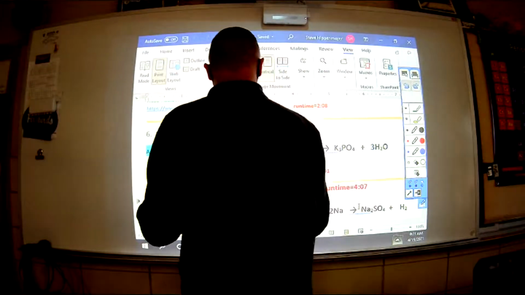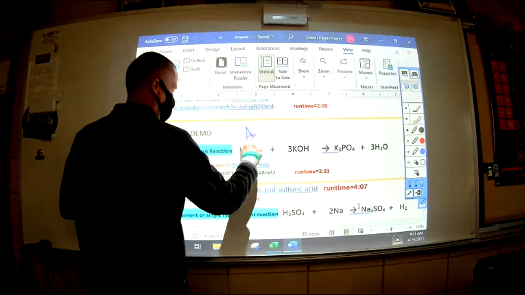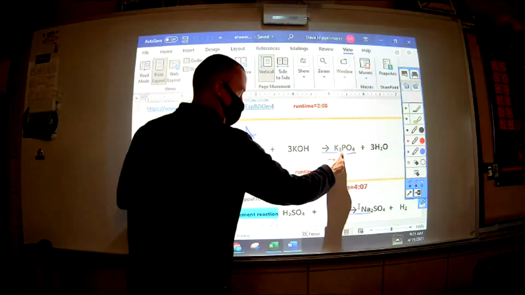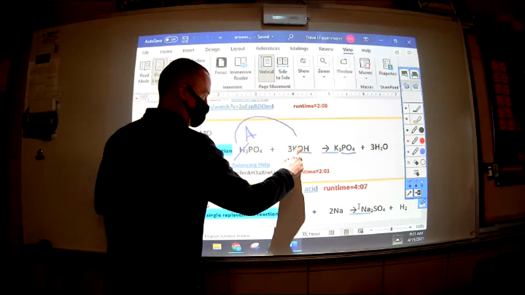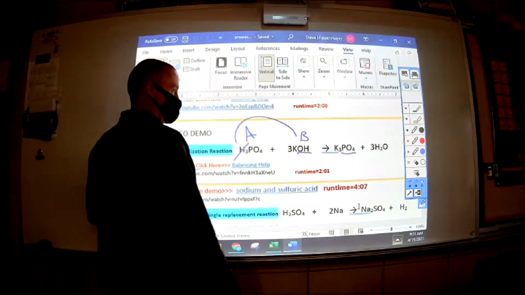Acid base. Here's my acid. Acids lose the hydrogens. They're gone. The base is the hydroxide ion. It accepted the hydrogen to make the water.